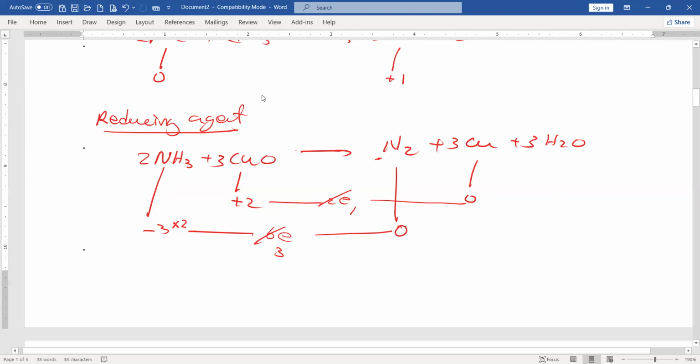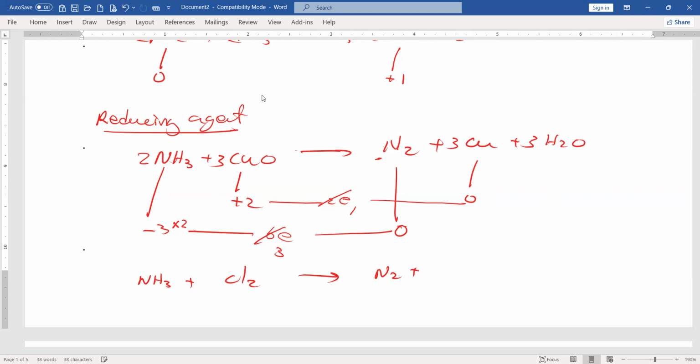Even this ammonia can react with Cl2 forming various products, but I will give a very common one, that is N2 plus, if you have excess of ammonia. Actually what it forms is N2 plus HCl, but that HCl will react with the excess of ammonia giving NH4Cl. In this case, you can put 8 here and 3 here, 6 here, so it is balanced.